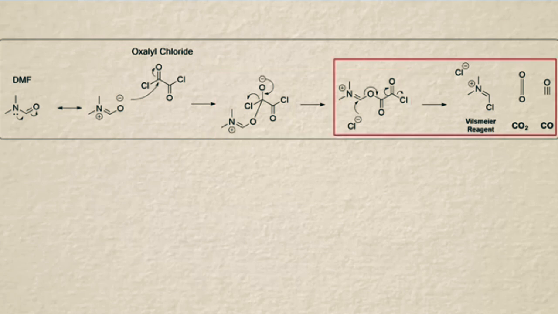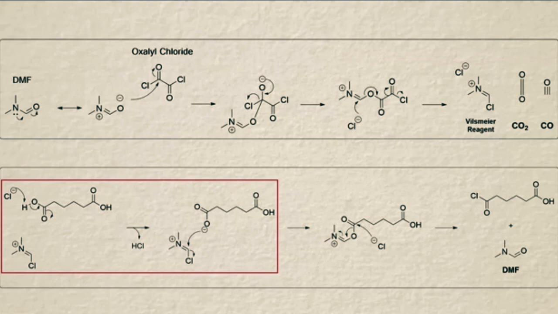The free chloride then swings back around and attacks the double bond. This leads to a cascade of electrons jumping around and the formation of the active Vilsmeier reagent. The carbon bonds in the oxalyl chloride are broken apart, and it leads to the formation of carbon monoxide, carbon dioxide, and another chloride ion.